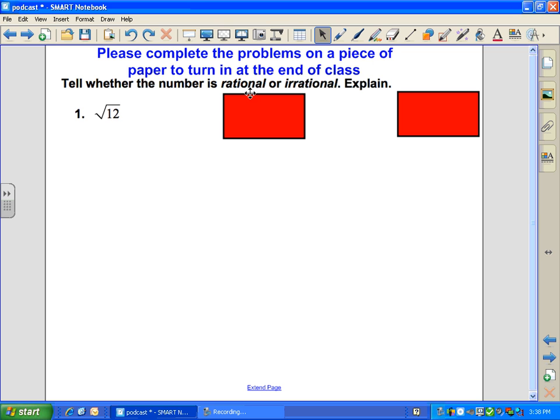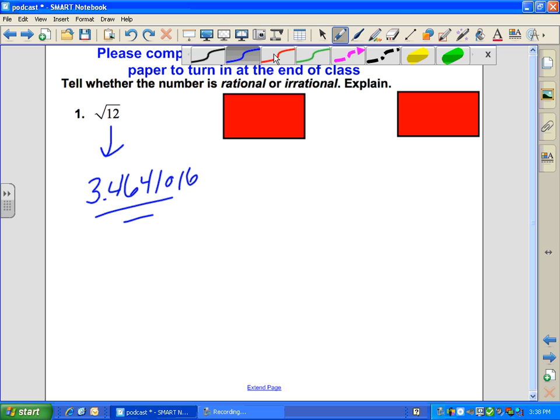Tell whether the number is rational or irrational. Explain. Take a calculator, do the square root of 12, and you get 3.464116. Well, 12 is not a perfect square, and this is not a terminating or repeating decimal. So by definition, this is an irrational number.